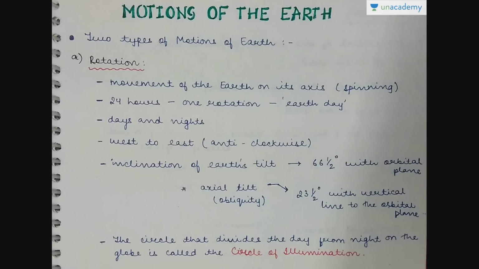The first one is rotation. What is it? It is the movement of the earth on its axis. So it spins or it rotates on its own axis. We know that the axis of the earth is slightly tilted. So the earth rotates on that axis. Now it takes 24 hours for one rotation, and it is also known as earth day. So for us, one day is equal to 24 hours because this is the time that the earth takes to rotate on its own axis.